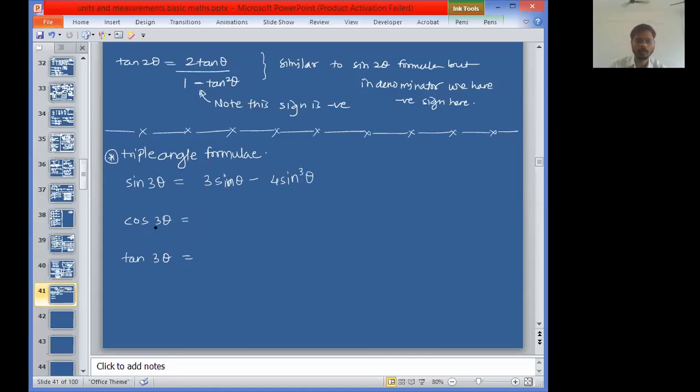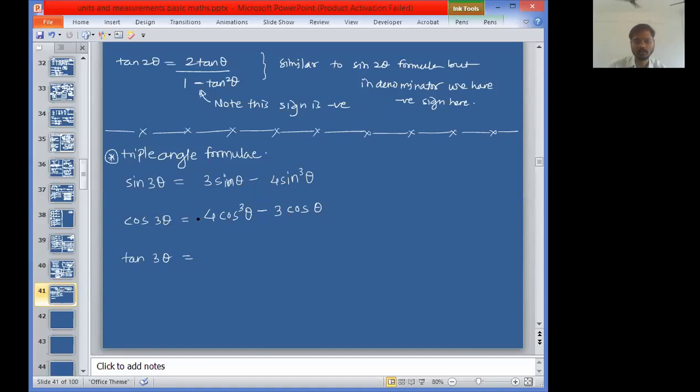Okay. Cos 3 theta, you have to interchange 3 and 4. This 4 here, this 3 here, and instead of sine, you have to write cos. The cube also stays; you simply interchange 3 and 4. Instead of sine, you will write cos. In this way, with this trick, you are going to remember it. This minus sign as it is.